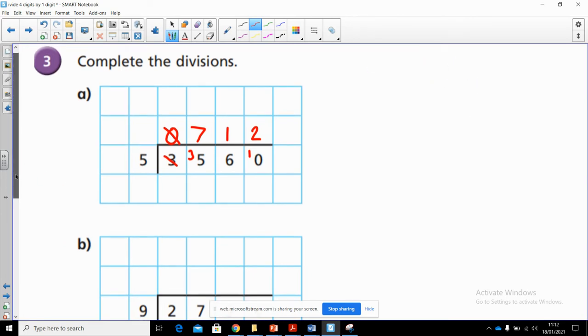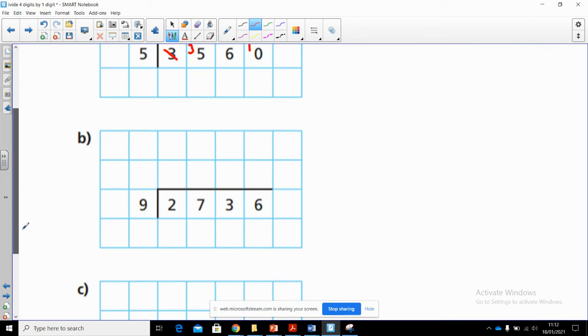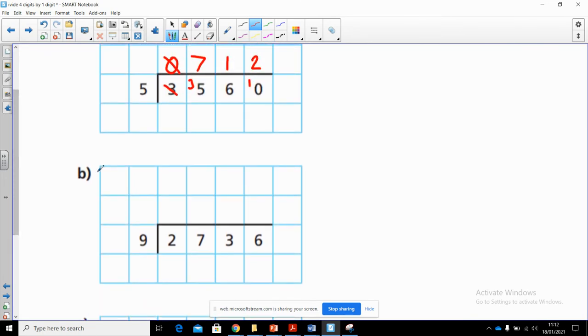Then let's have a look at the next one. I'm not going to do this one. These are some of the fluency ones that are on your paper today. You might be able to do this one mentally. Have a think about that. Do you recognise anything about these numbers with the 9? But I'm just going to follow the same method at the top.